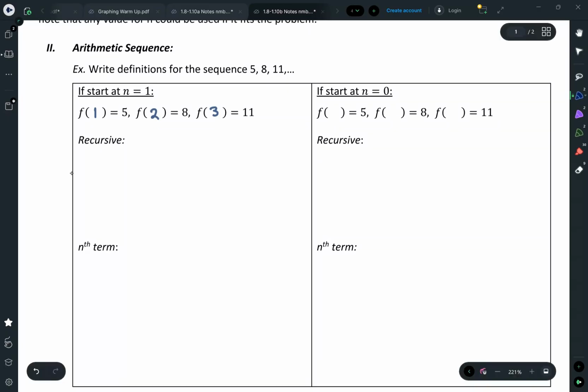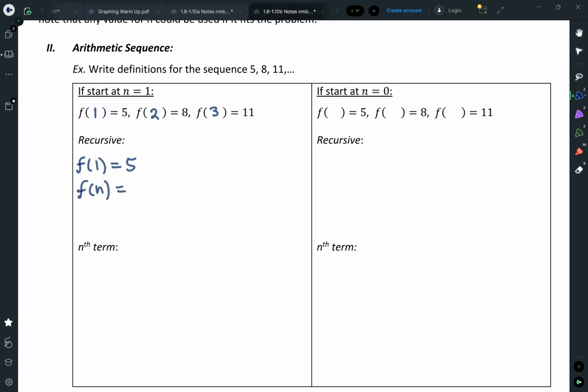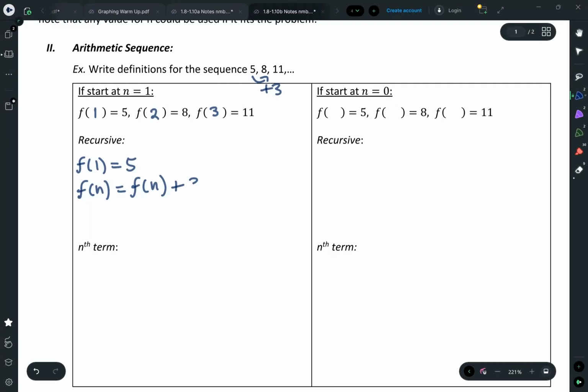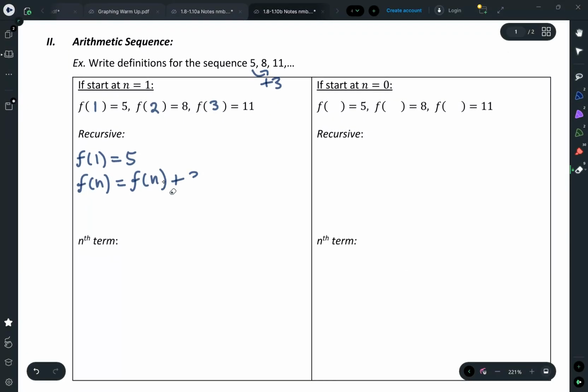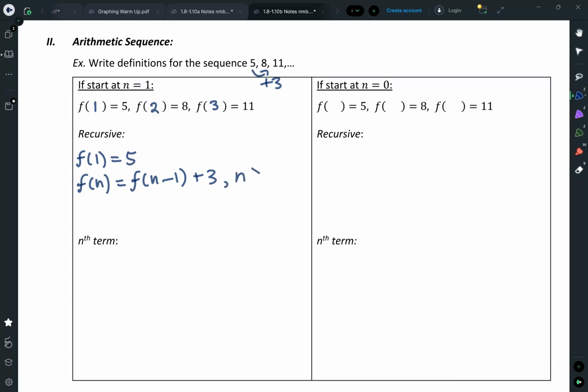Recursive. So let's remember, recursive is two parts. We always start with f of 1 equals 5. And then we say what f of n is, and we take the previous one, and in this case we're adding 3. And I did not write n minus 1, I just wrote n. So let's fix that really quick. f of n equals f of n minus 1 plus 3. And this is for n greater than or equal to 2.